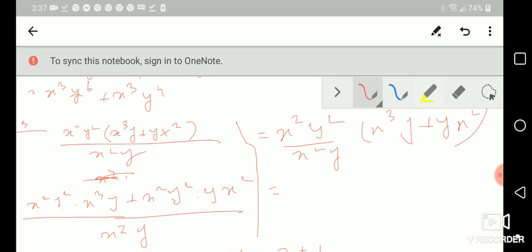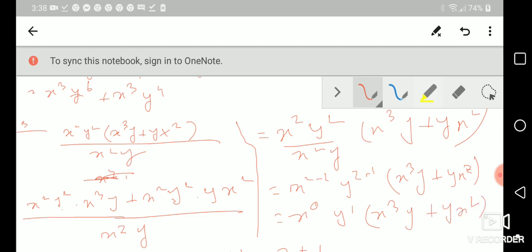So in this part we'll do the division first. So x2 minus 2 and y 2 minus 1, and then we leave it as it is inside the bracket. x2. So it's going to be x to the power 0, y to the power 1, x3y, yx2. Okay, so far so good.